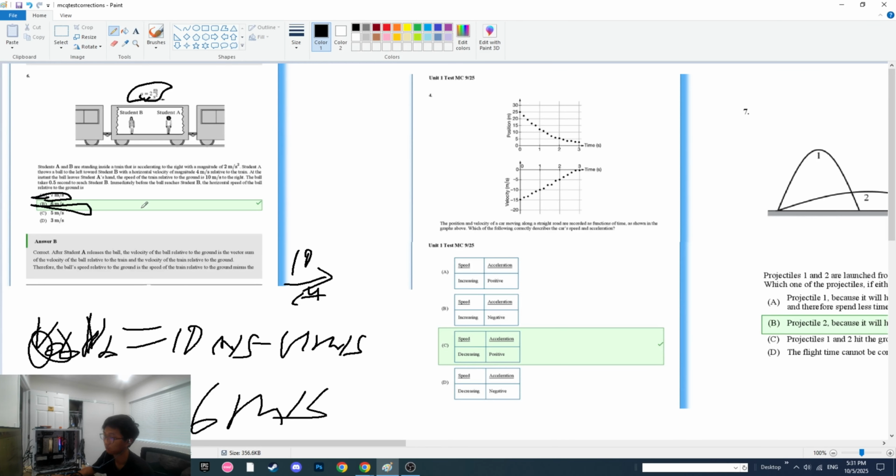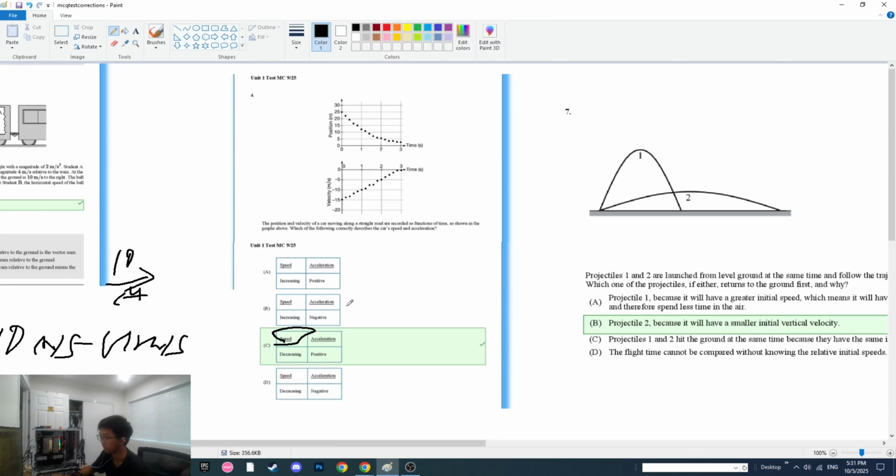And for number 4, it's asking: the position and velocity of a car moving along a straight road are recorded as a function of time, as shown in the graph above. Which of the following correctly describes the car's speed and acceleration? So in order to find the speed, the speed is the magnitude of the velocity, so you can see here it's slowly decreasing the magnitude of the velocity, so that means the speed is decreasing. And since the acceleration is the slope of the velocity, you can see that this is a line that's going in the positive direction, and that means that the acceleration is positive.